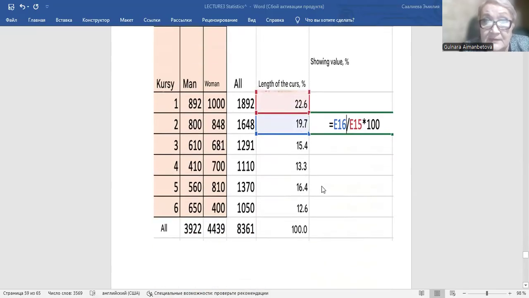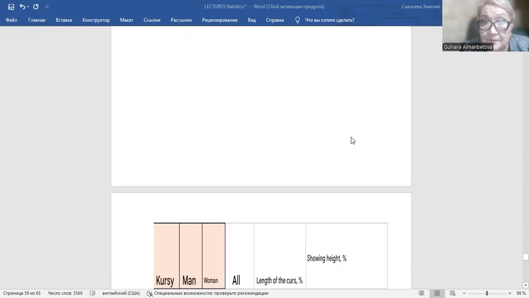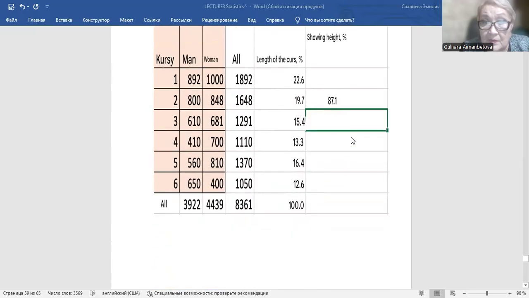You see, it is the table of the number of students of 6 years. We find the percent as E16 and E15. And we find 87.1 percent.